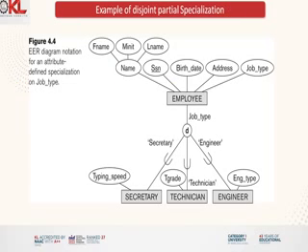And let us see this example, like the previous example only. Employee with a few set of attributes. Here I have used a disjoint set with the three types of employee like secretary, technician and engineer.